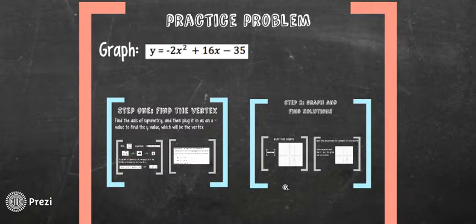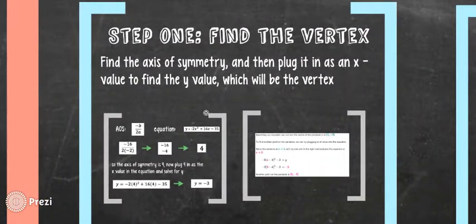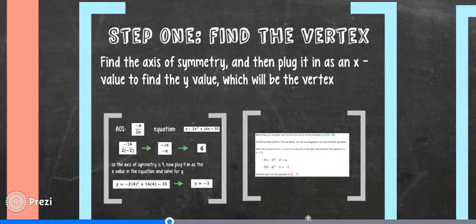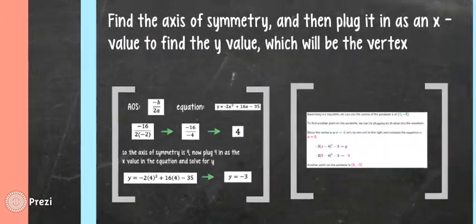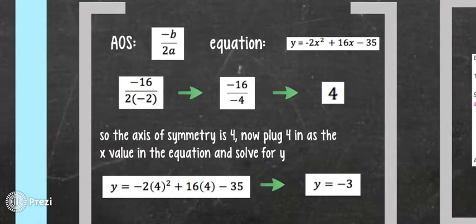Okay, so a practice problem with standard form. The equation to graph is y equals negative 2x squared plus 16x minus 35. So first you have to find the vertex, and you can find the axis of symmetry, then plug it in as the x value to find the y value, which will give you the vertex. The axis of symmetry is negative b over 2a as seen before. So you'll do negative 16 over 2 times negative 2, which simplifies to be negative 16 over negative 4, which simplifies to be 4.